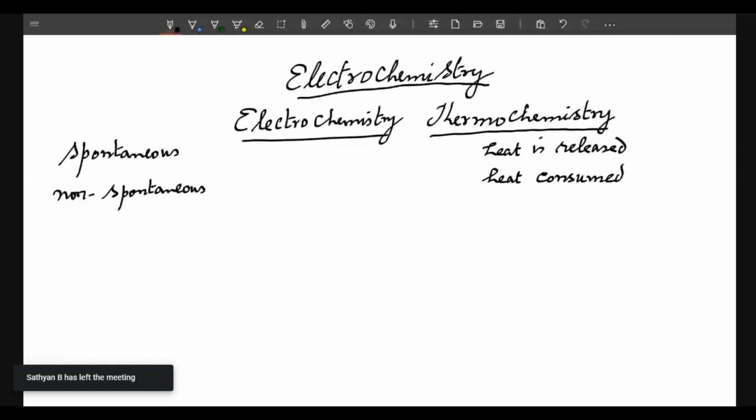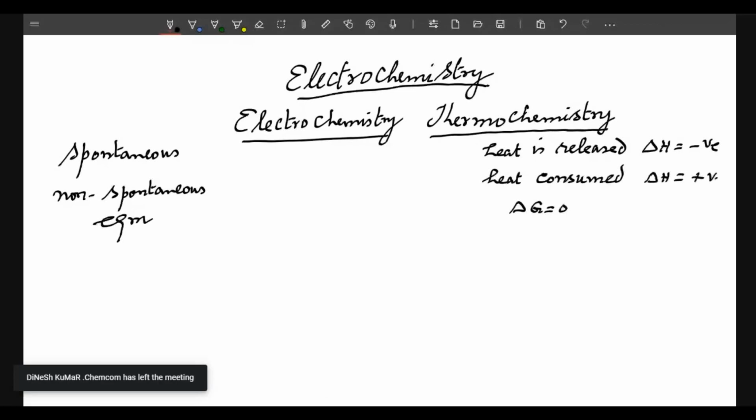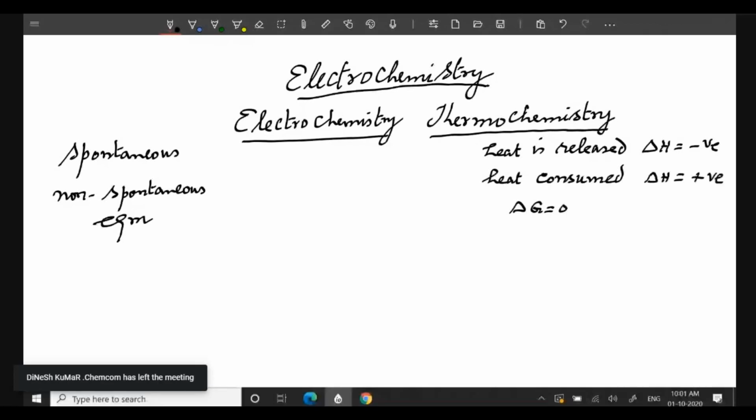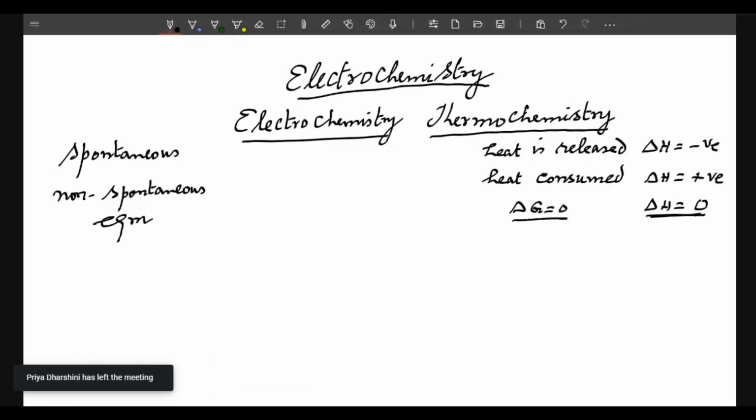There is another type of reaction, we call it the equilibrium reaction, in which delta G is equal to 0. Here delta H, the change in heat content or enthalpy, is negative for heat release, and the heat consuming process is positive. For equilibrium, for some reactions, delta H may be equal to 0. But we won't take this as a criterion. We will take only the free energy change as the criterion for the spontaneity of the reaction.